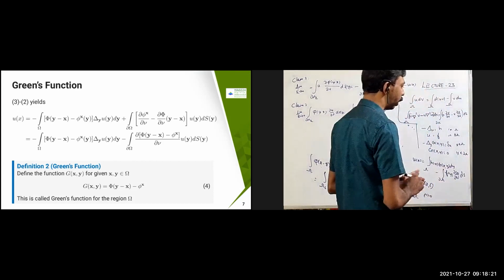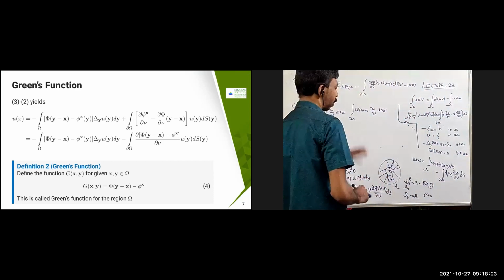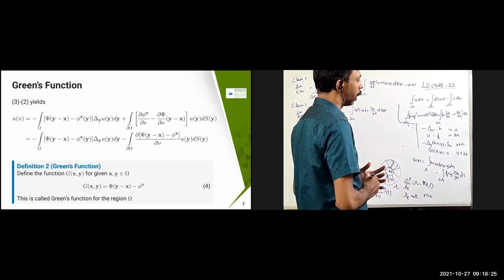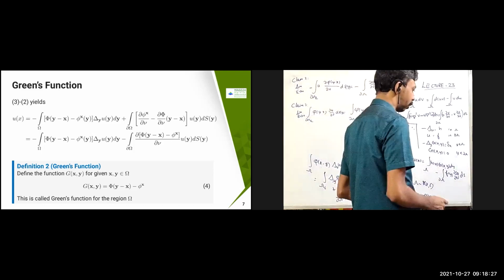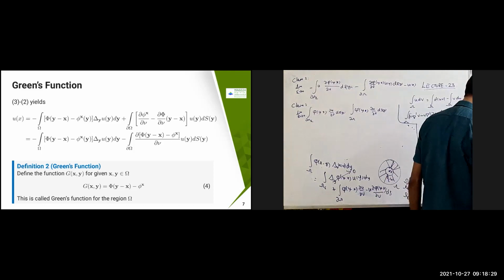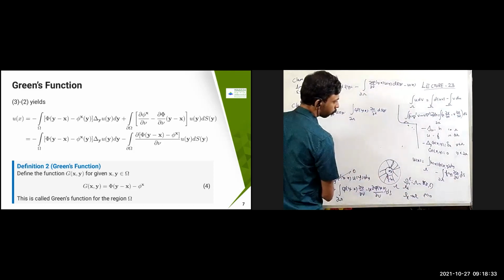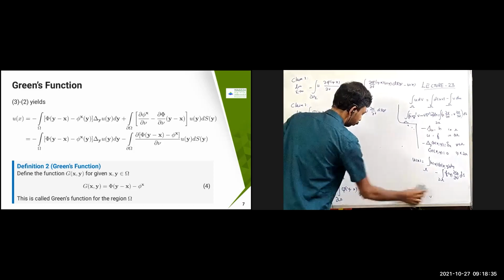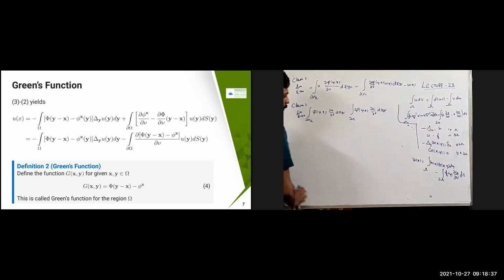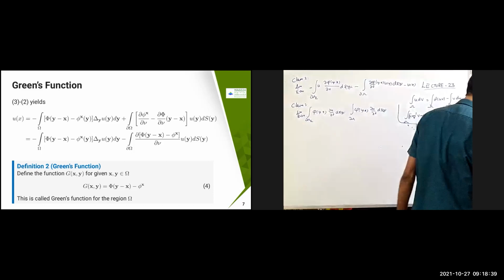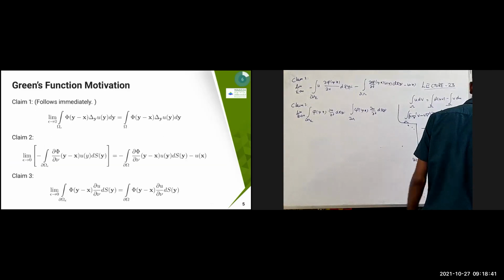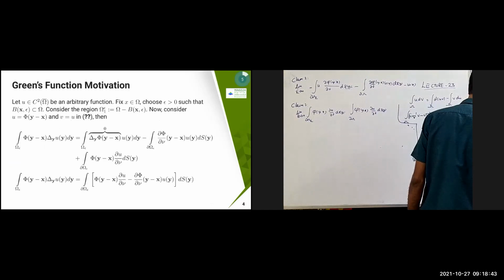minus pi of x, y, into del y u of y. So that is going to be called the Green's function. Okay, this pi of y minus x. So this is the claim I have claimed. So I'll just write it down. So I have two things, I've got to claim these two, then only this is going to be true.